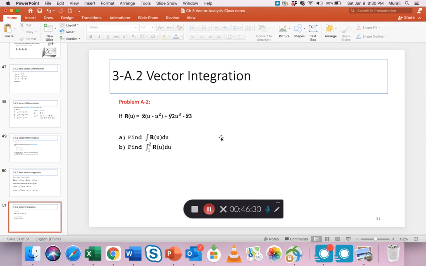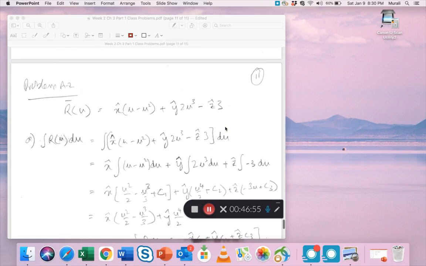So here's another integration problem. You have a given function, a vector in u, and each of the coordinates also is a function of u. So given this, find an integral and find a definite integral. Okay, so let's take a look at that and we can close the chapter.